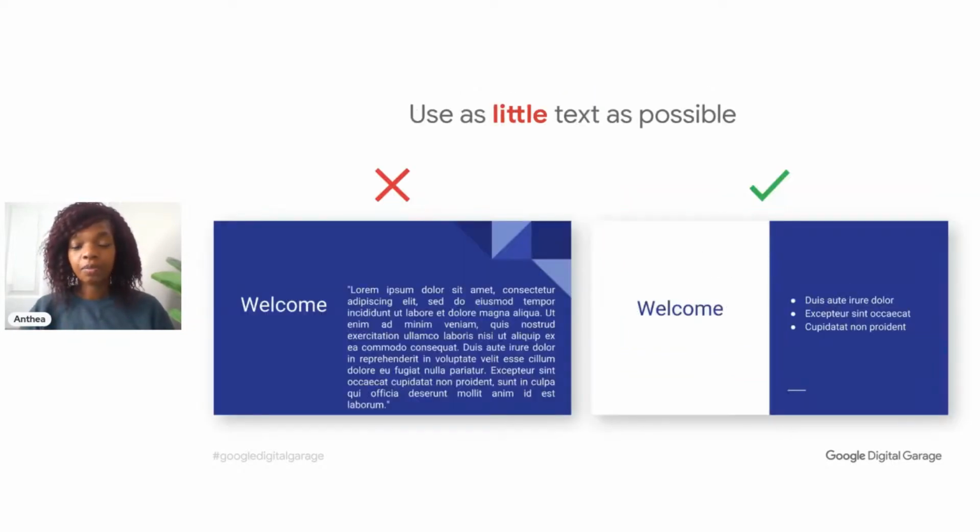So remember that too much text can be overwhelming and it can distract from what you're saying. So keep it simple, highlight a few key things that you want your audience to know, and use that as a trigger for you to elaborate in more detail.